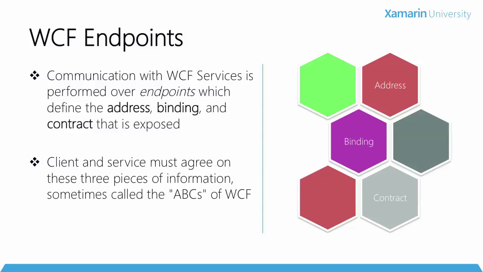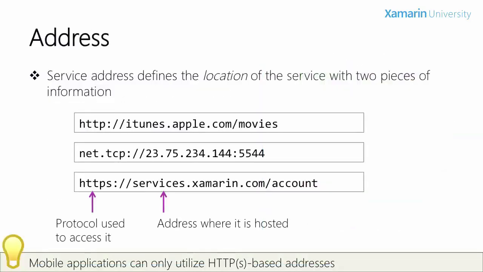Let's look at each one in turn, starting with the address. The address is the location of the service. This includes the full URL, including protocol and port, where the service lives. This may be a local address on a corporate network or a public internet address. WCF itself supports a variety of protocols, including HTTP, TCP, and named pipes, but Xamarin applications are limited to HTTP or HTTPS, and these are what SOAP services would use.